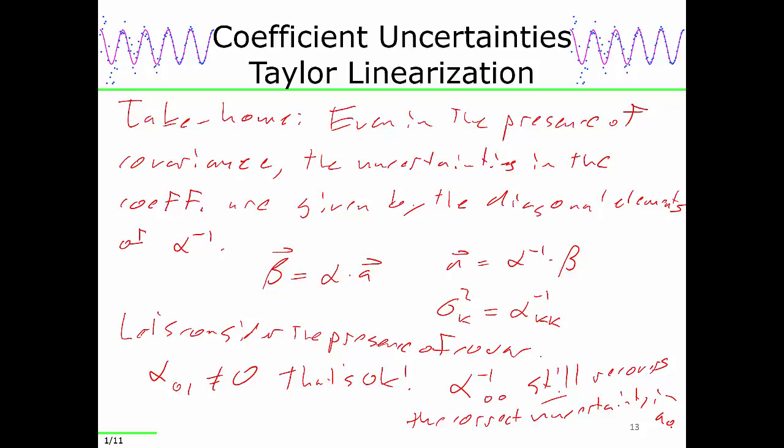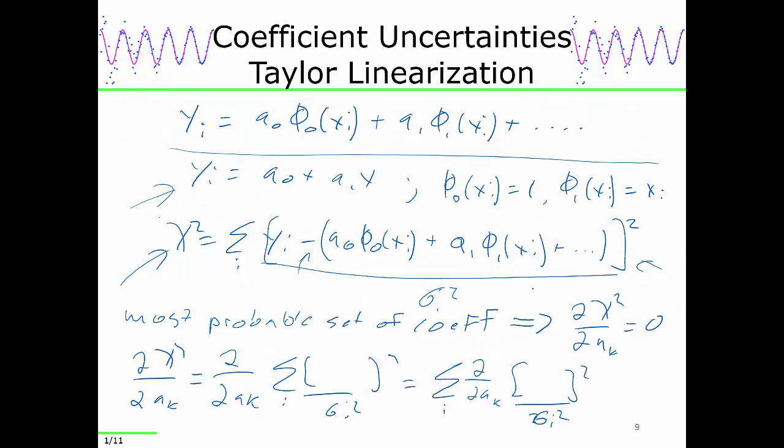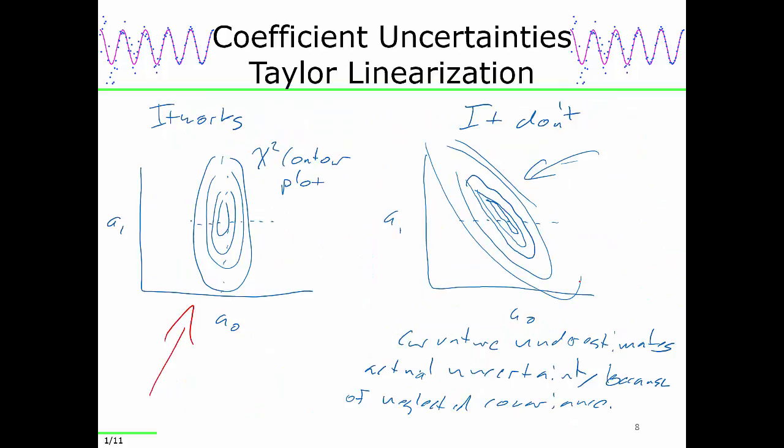And in the limit of no covariance, then the two agree. The second derivative and the alpha inverse agree. They converge to the same result. Let's go back to that graph where I had those contour plots of chi-squared space. The true uncertainty is really dictated by the curvature along that direction, because that's going to dominate the uncertainty in both A0 and A1.